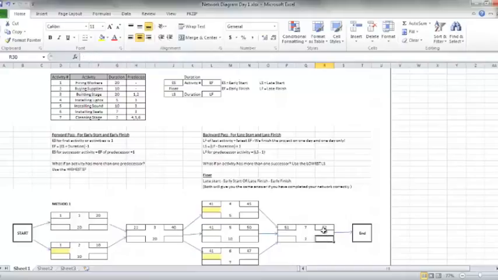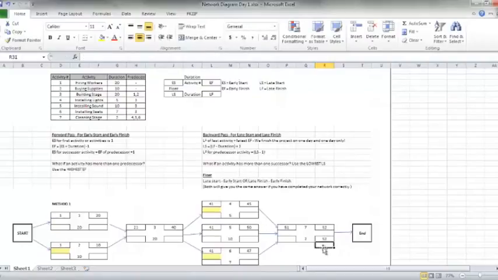Pardon me, late finish. The late finish of the last activity is easy because the late finish is the same as the early finish. We either finish or we don't. There's not 2 finish dates. So that's nice. That's 52.